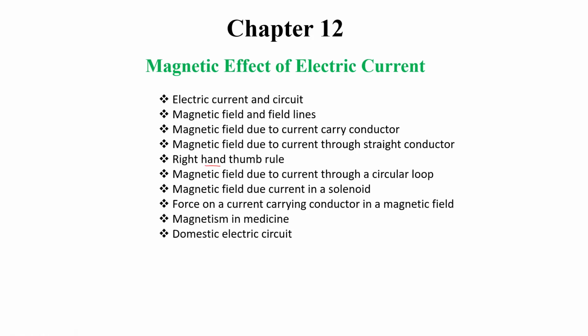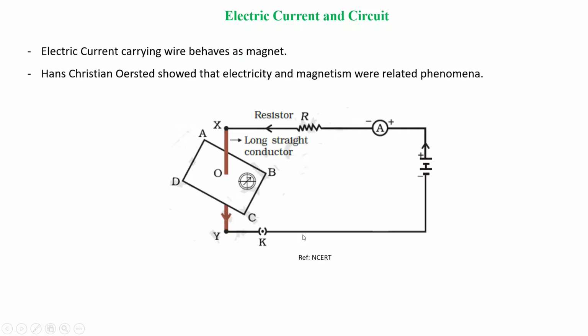Then we'll see domestic electric circuits, like house wiring, how we have different connections from the transformer to the home, and how we have different colors of wires. So let's begin one by one.